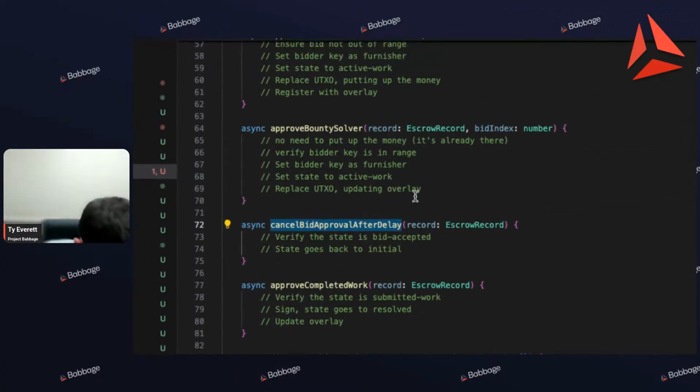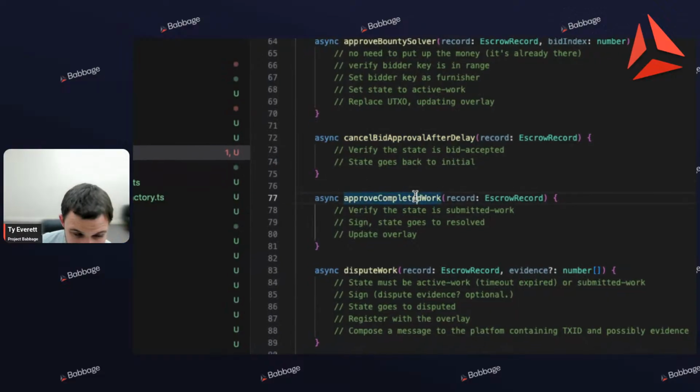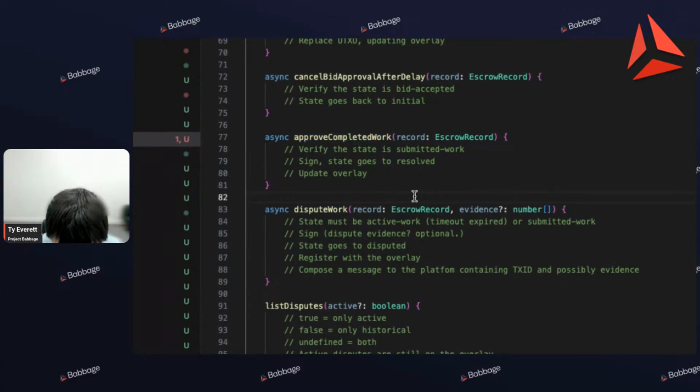The seeker of services can cancel a bid approval after a delay, supposing the approved person fails to post the necessary bond in time or accept the contract and begin work. The seeker of services can also approve completed work on a contract.